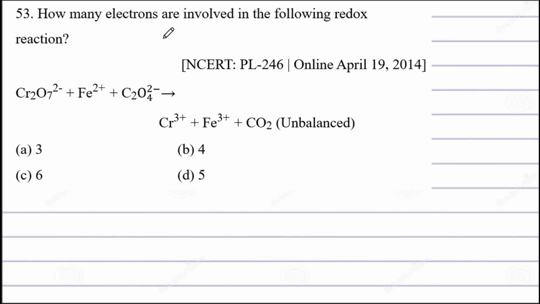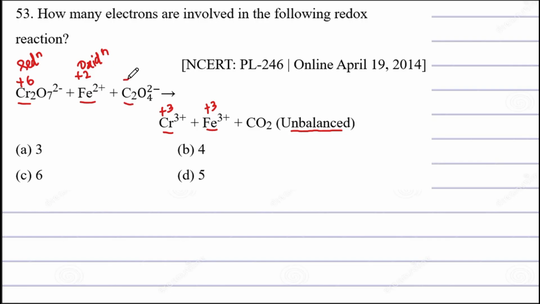Next question is, how many electrons are involved in the following redox reaction? Cr2O7 2- plus Fe2+ plus C2O4 2- gives Cr3+ plus Fe3+ plus CO2. So already it is mentioned, unbalanced equation. Oxidation state of chromium in Cr2O7 2- is +6. Then it is changed to +3, so it is reduction. Oxidation state of iron is +2. In product it is changed to +3, so it is oxidation. Chromium undergoes reduction, iron undergoes oxidation.